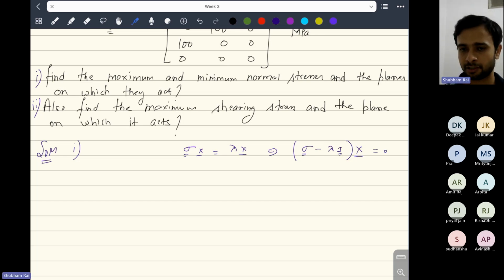For that, we will have to make our system of equations such that two equations are linearly dependent on each other. It means the determinant will be zero, because two rows will now be dependent on each other. So the determinant of sigma minus lambda I should be zero. I'm just explaining the basic things.